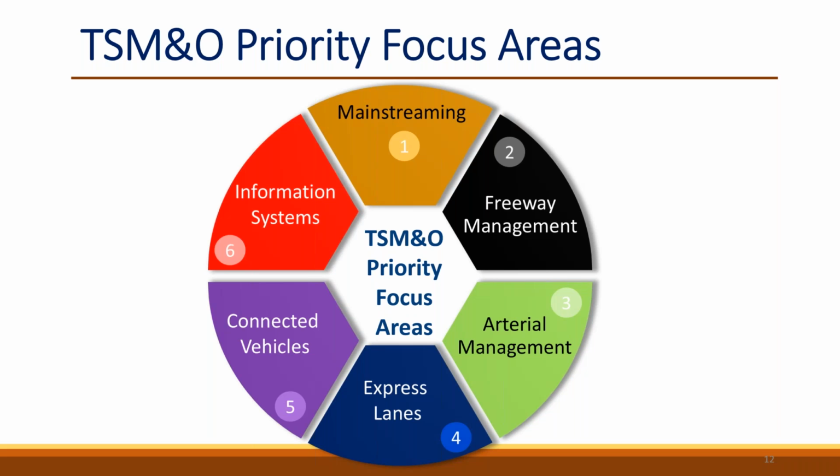And the last but not the least is the information systems. In this day and age, we all believe that information or data is wealth, right? So this focus area of information systems, as we call it, focuses on the Sun Guide, which is the data inventory, the data warehouse, I would say, the 511, where your information is being disseminated to the public, a data archiver, and also performance assessment tools.